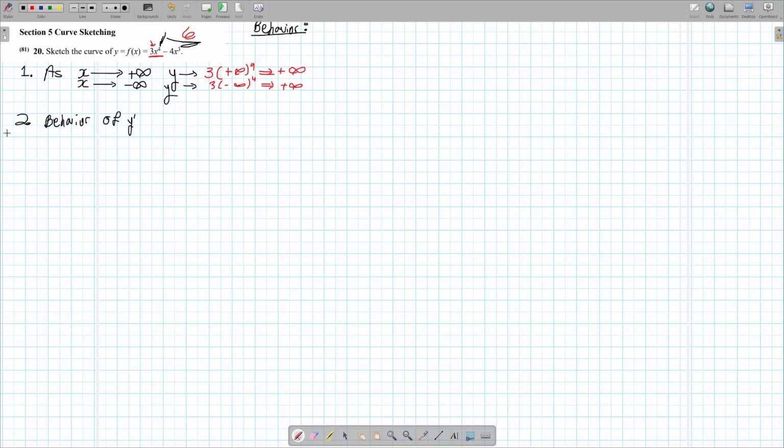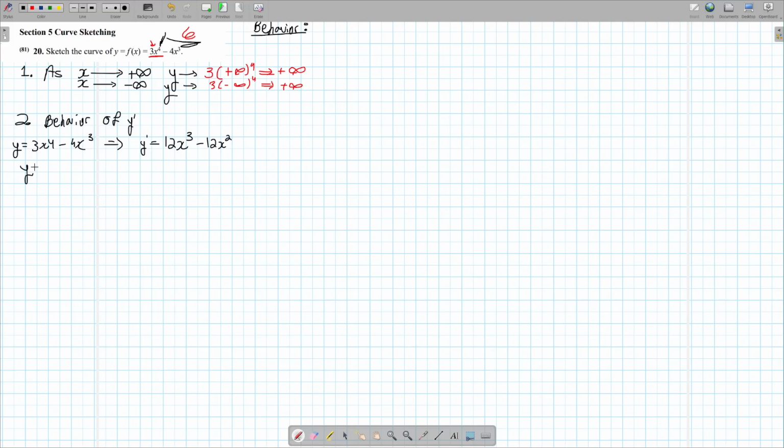Y is equal to 3x to the power of 4 minus 4x to the power of 3. How do you derive this? Everyone knows how to derive. Exponent times coefficient, reduced by 1. So this is y prime.